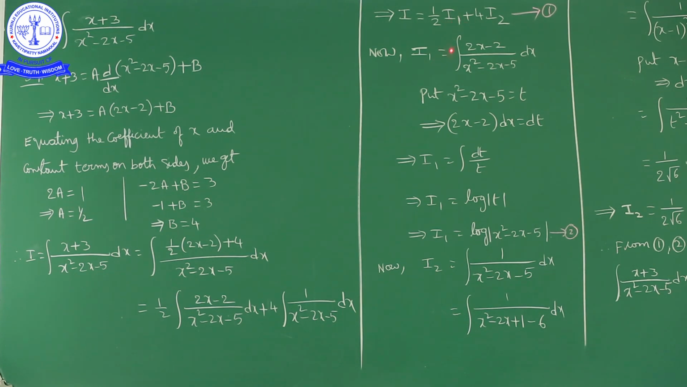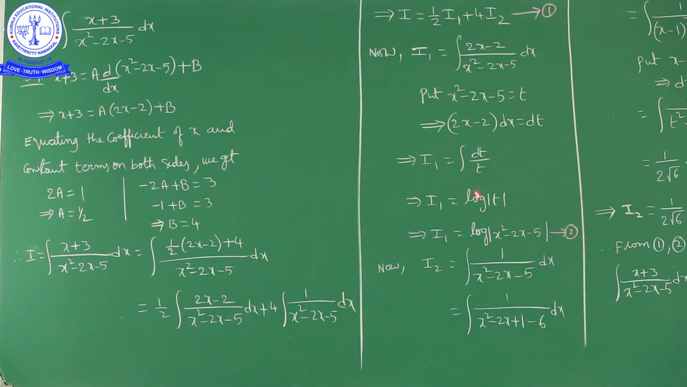What is I1? I1 is integral of 2x minus 2 upon x square minus 2x minus 5 dx. Okay. Put x square minus 2x minus 5 equal to t. So what we get? 2x minus 2 dx equal to dt. So I1 reduces to integral dt upon t. So integral 1 by t dt is log mod t. So I1 is equal to log mod, what is t? X square minus 2x minus 5. So I1 is equal to log mod x square minus 2x minus 5. This is considered as 2.